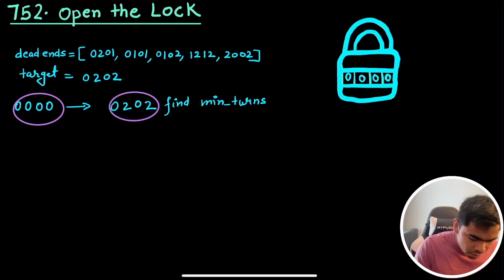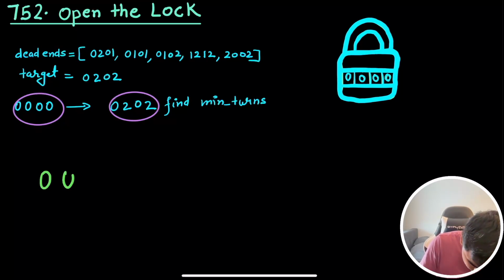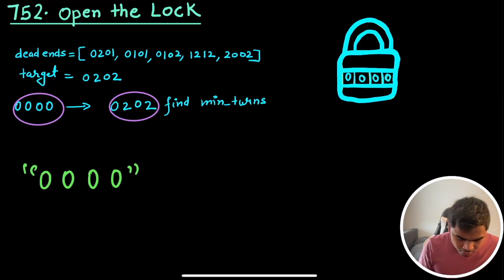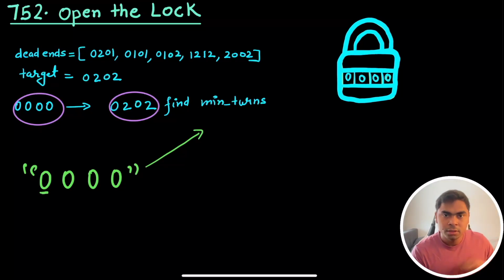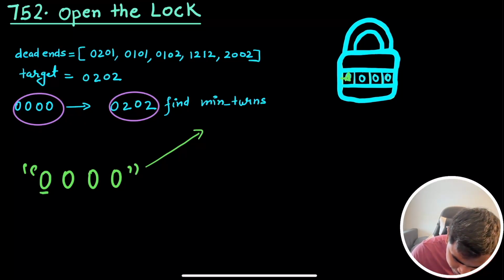This problem, let's think about it. Let's say our initial state is this right here: 0, 0, 0, 0. And this is a string, by the way. So in one turn, what can I do? If I choose the first digit to change, I can make it either 9 or 1.